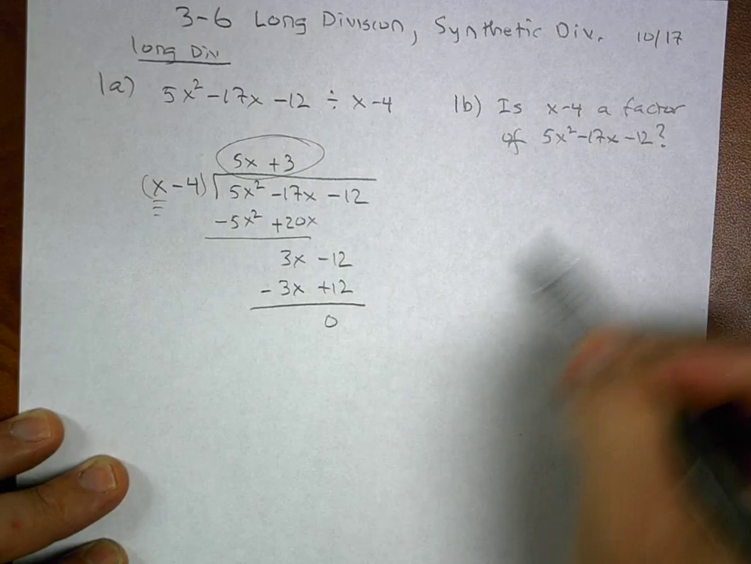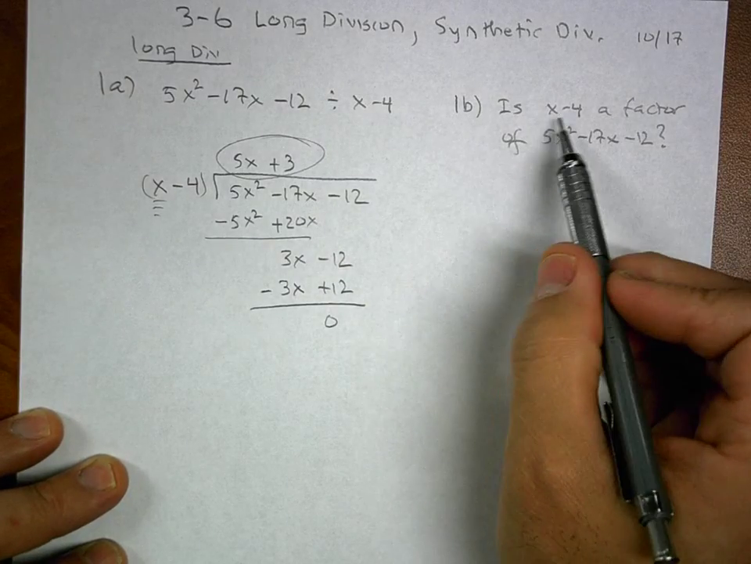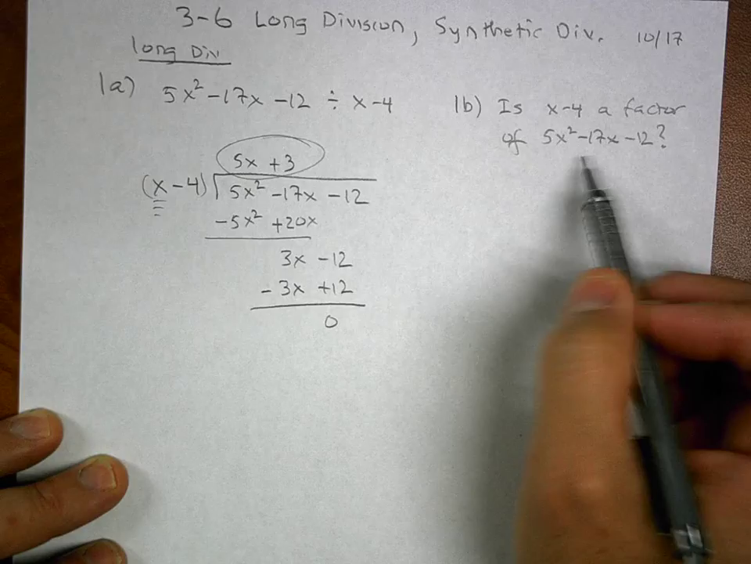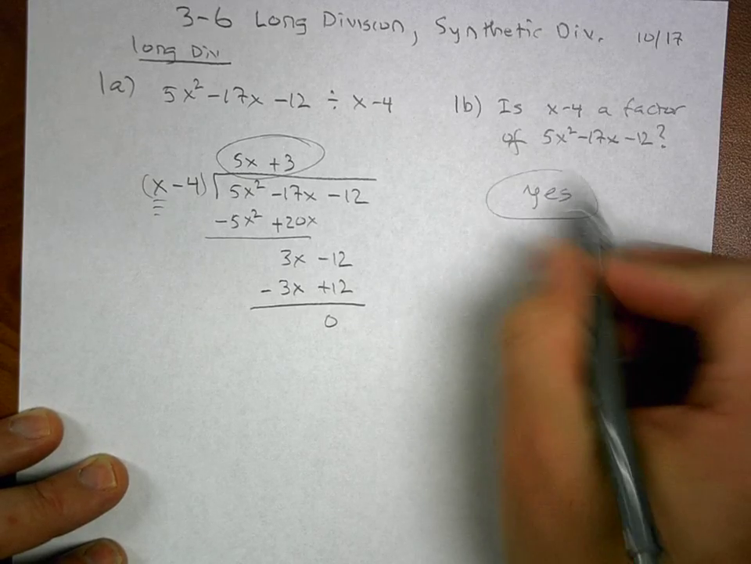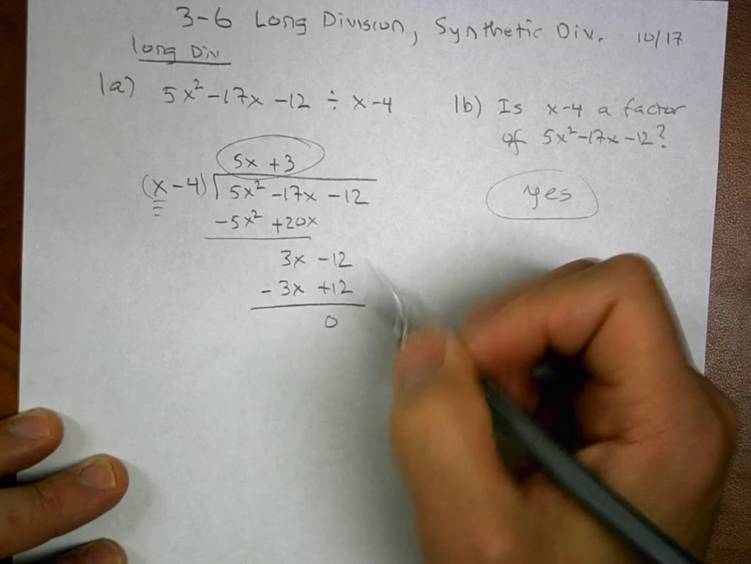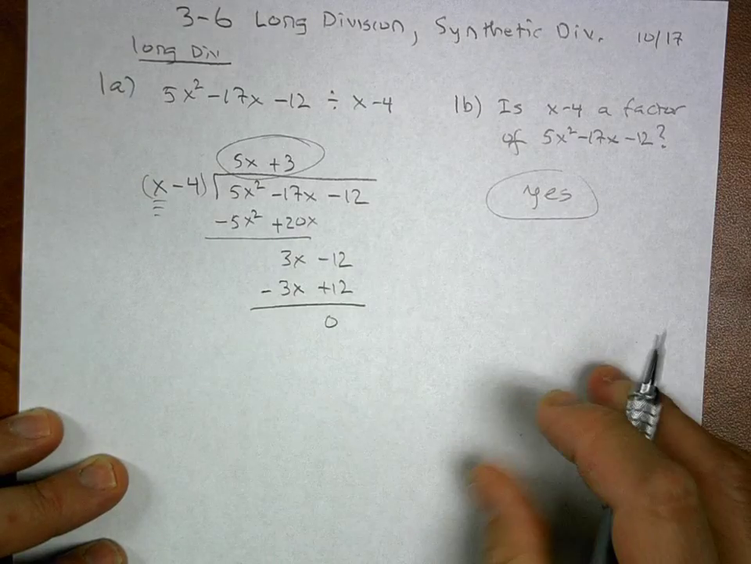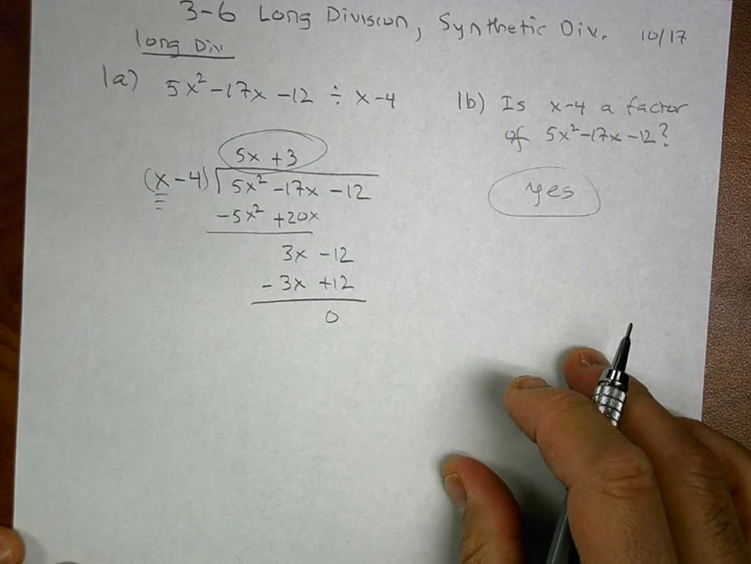Okay, so to answer 1b, is x minus 4 a factor of that? What would you say? Yeah. Yes. Why is it a factor? It goes in there evenly. There's no remainder. Right? There we go. Good. All right, let's look at another one.